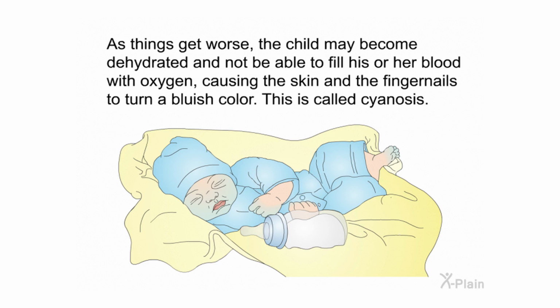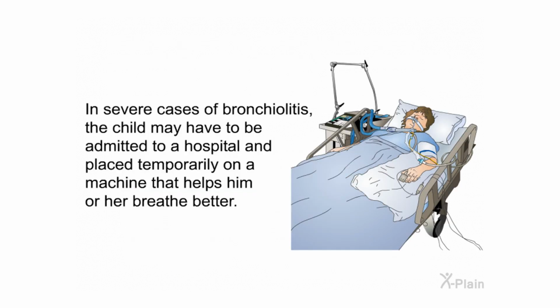As things get worse, the child may become dehydrated and not be able to fill his or her blood with oxygen, causing the skin and the fingernails to turn a bluish color. This is called cyanosis. In severe cases of bronchiolitis, the child may have to be admitted to a hospital and placed temporarily on a machine that helps him or her breathe better.